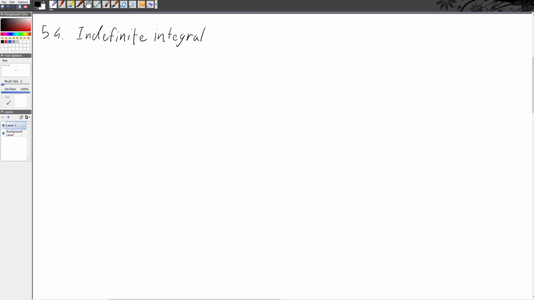For section 5.4, 5.4 is essentially just the same as 4.9. What is an indefinite integral? Well, essentially, an indefinite integral is just going to be the antiderivative.